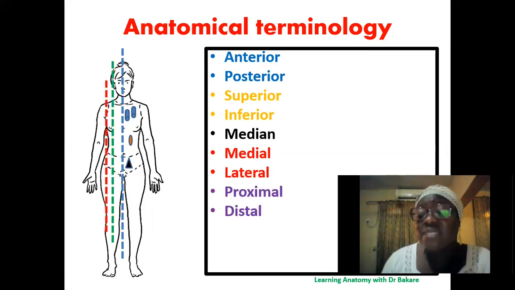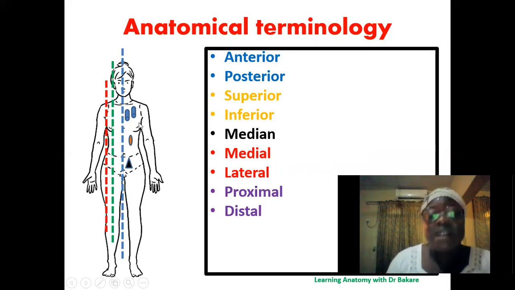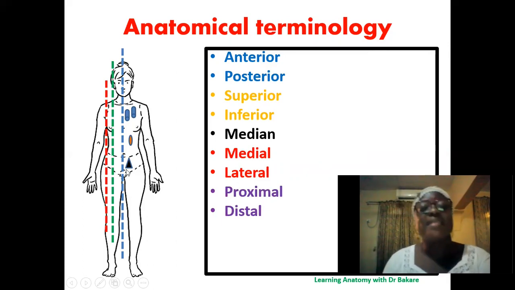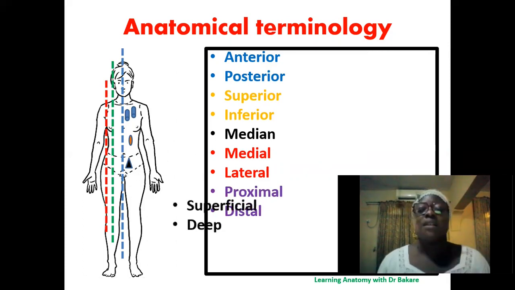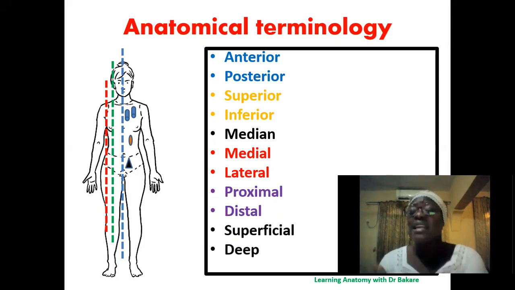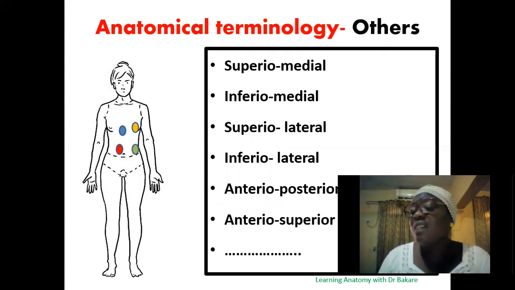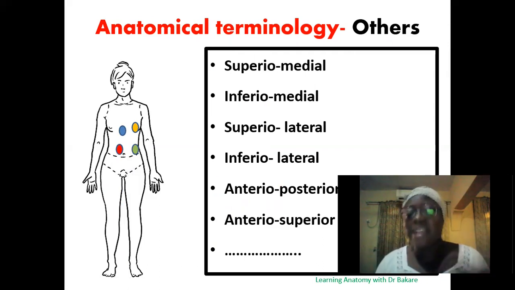Then we have proximal and distal. Proximal means it is above, while distal means it is below. Then we could also have superficial and deep. From the name, superficial means it is close to the skin or more to the exterior, while deep means it is deep into the body. Then we could also have superior lateral, inferior medial, superior medial, and so on.